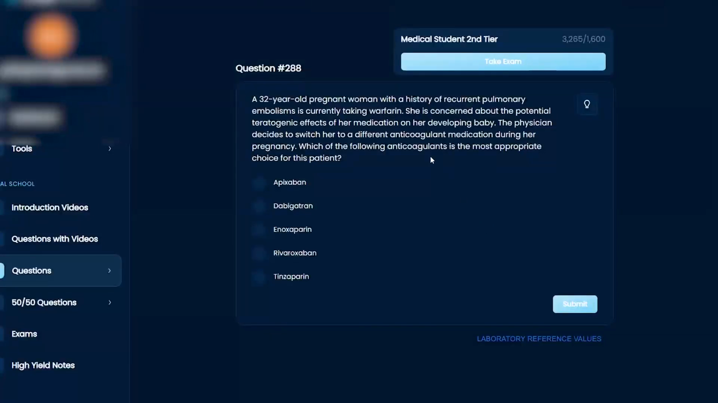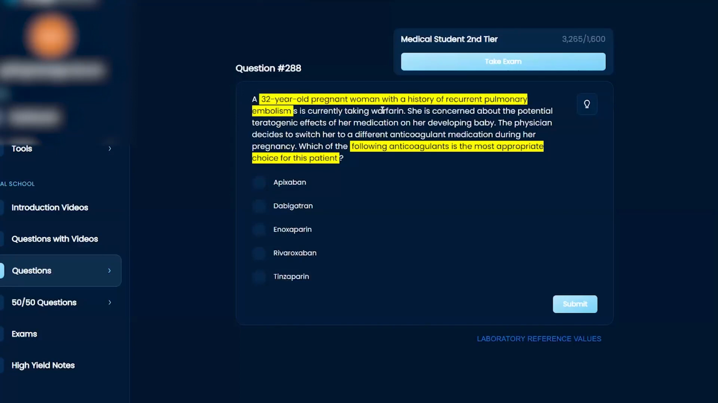Okay, which of the following anticoagulants is most appropriate for this patient? Apixaban, dabigatran, enoxaparin, rivaroxaban, or tinzaparin? A 32-year-old pregnant woman with a history of recurrent pulmonary embolisms is currently taking warfarin. She is concerned about the potential teratogenic effects of her medication on her developing baby. The physician decides to switch her to a different anticoagulant medication during her pregnancy. Which of the following anticoagulants is most appropriate for this choice?